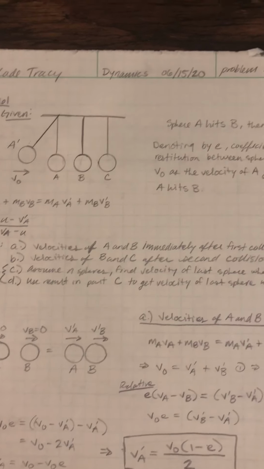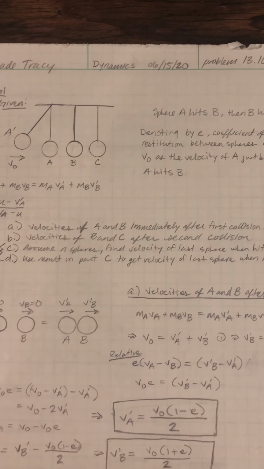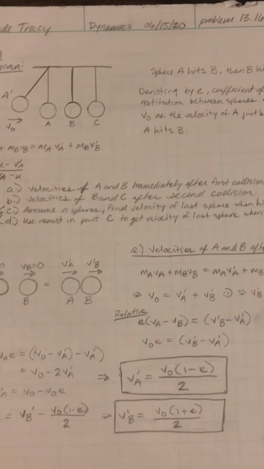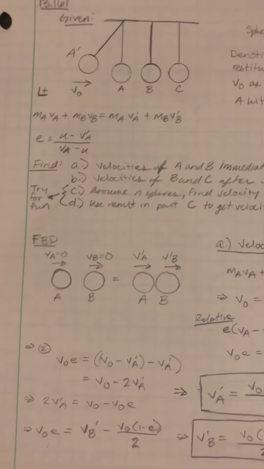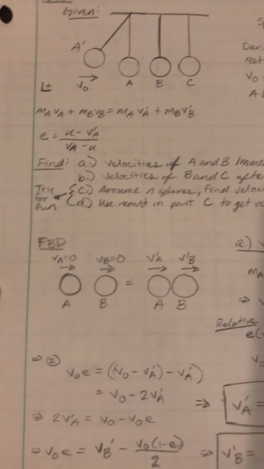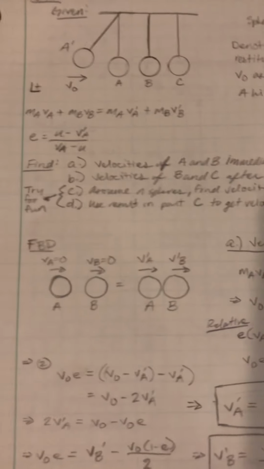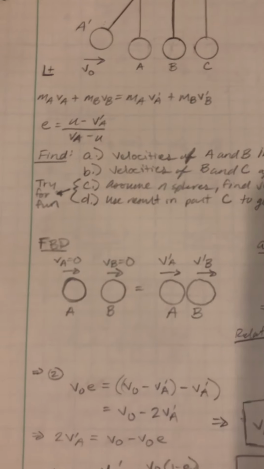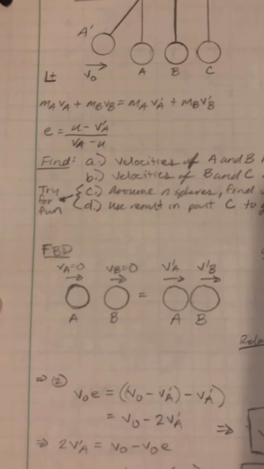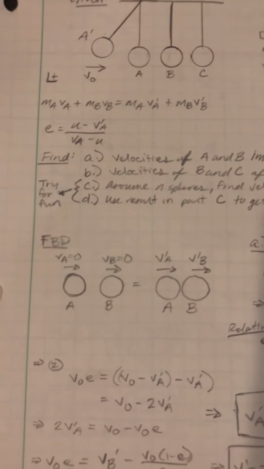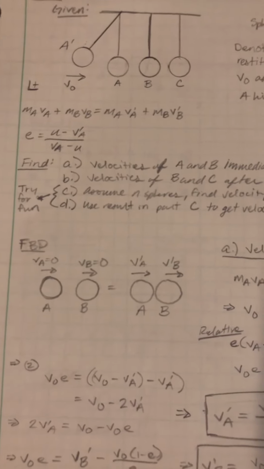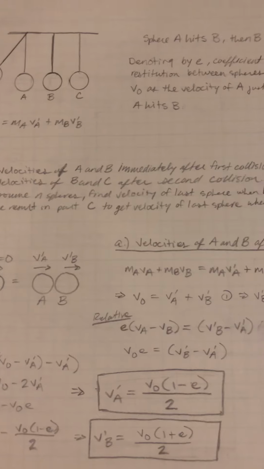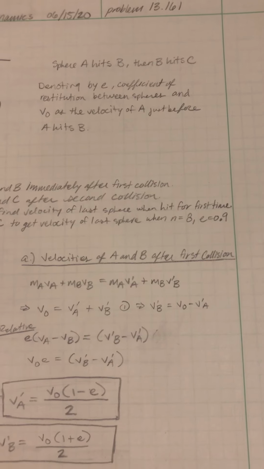We're first asked to find the velocities of A and B immediately after the first collision, and then the velocities of B and C after the second collision. Then we have parts C and D, which have been recommended that we try for fun. However, I did not have the time to do that, but I will most likely be taking a look at that when studying for the upcoming exam. So here are parts C and D.